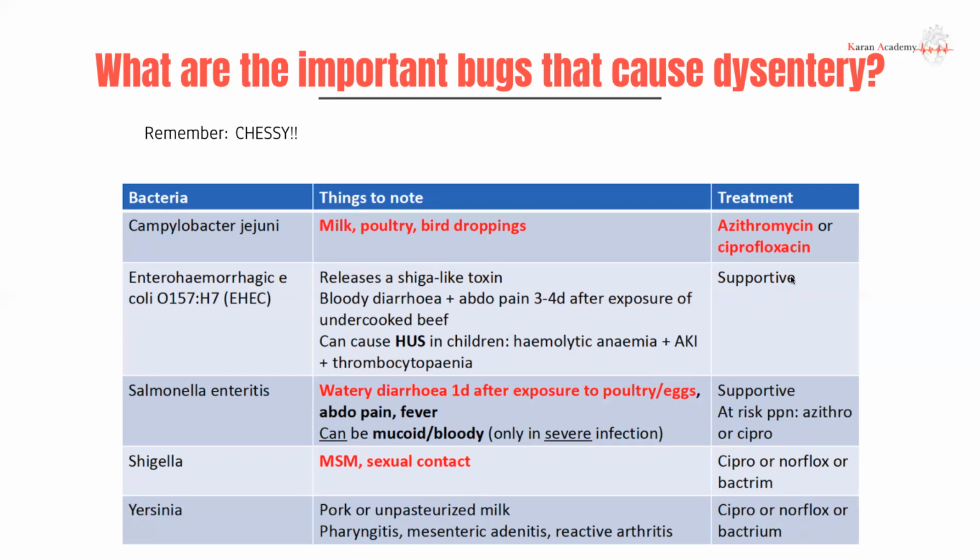Treatment is still supportive. You have Salmonella enteritis. Again, supportive is broadly going to be the treatment, except if they're immunocompromised. Shigella, sexual contact and males having sex with males, as well as in patients who are HIV positive. And then we have Yersinia, which I have never seen actually being asked, but pork or unpasteurized milk apparently is an association, but again, it's not something that I've seen. And let's move on.